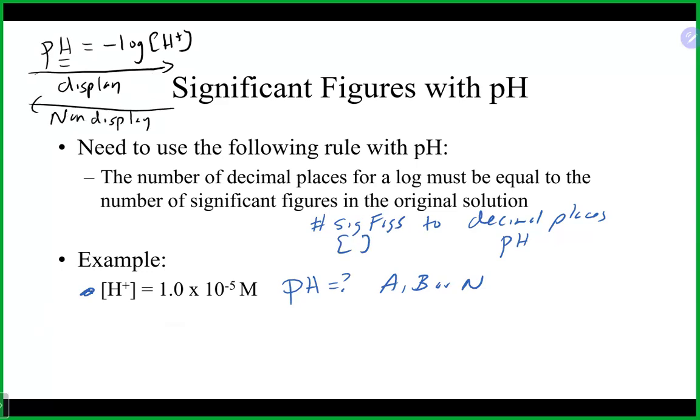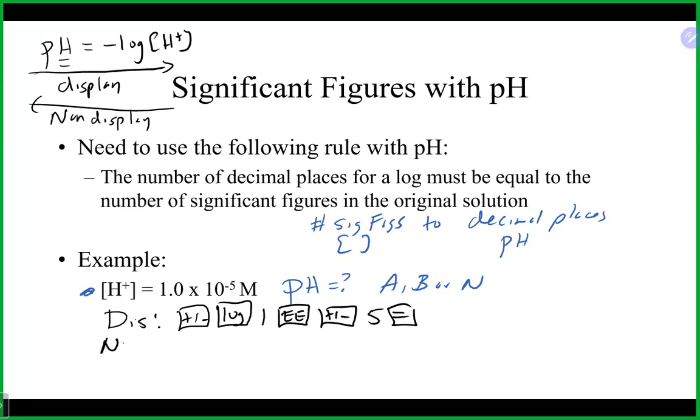So if you're going to punch this in, you got a display calculator, you're going to punch in again the negative button, the log button. You're going to punch 1, you're going to hit your exponent button, your negative button, and 5, and hit equals. If you have a non-display, you're going to start with the numbers. So you can go 1, your exponent button, your negative button, and 5. You then will hit your log button, and then you will hit your negative button one more time.